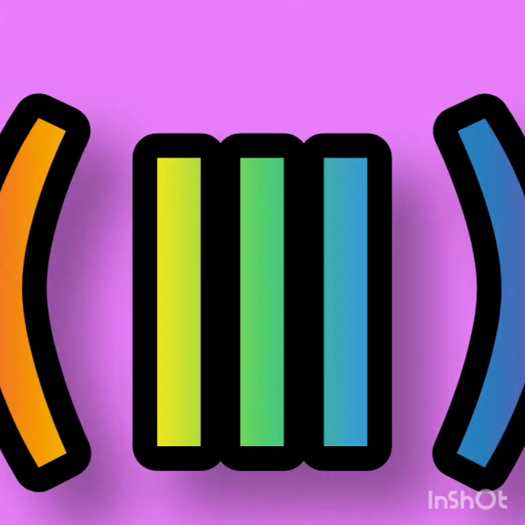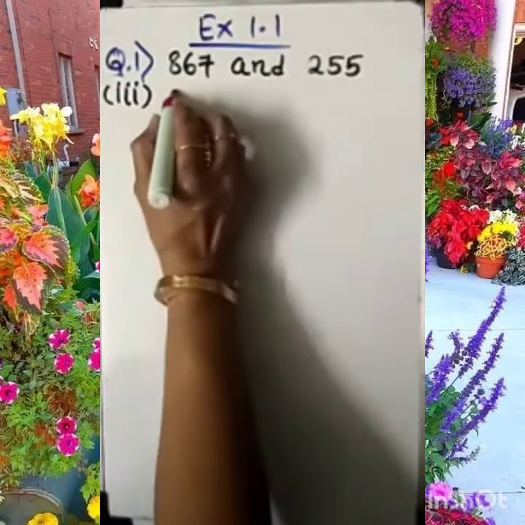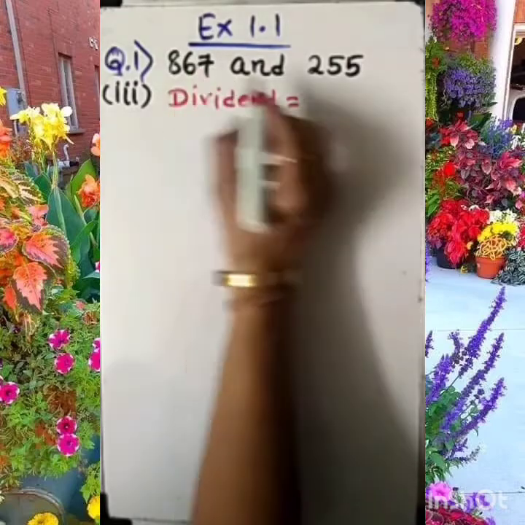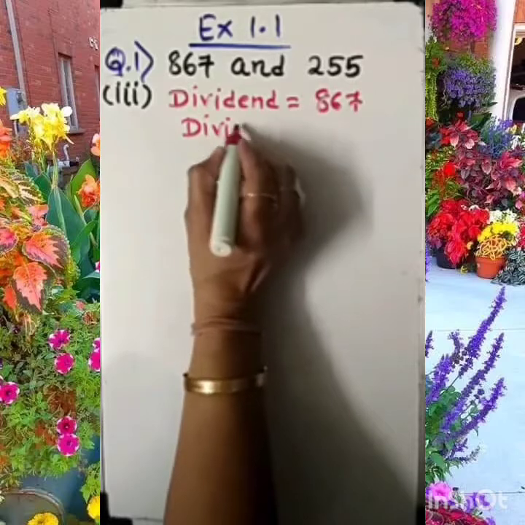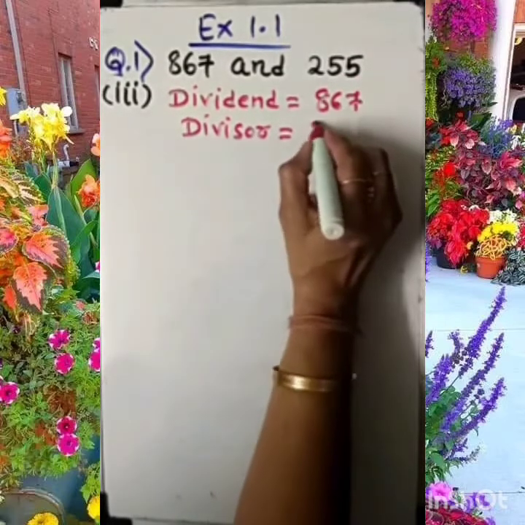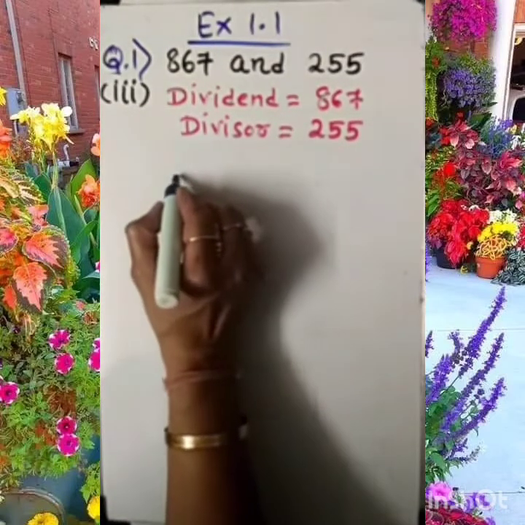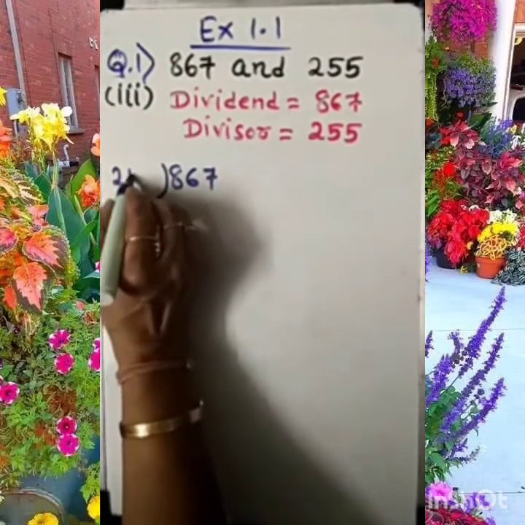So my dear student, here 867 and 255, these 2 numbers are given in the third question. So what is the dividend? Of course the dividend will be the biggest number, that is 867, which we are going to divide. That is the divisor, divisor will be 255. Clear to you? So my dear student, here let's start solving that by applying Euclid's division algorithm. So here 867, we are going to divide it by 255.